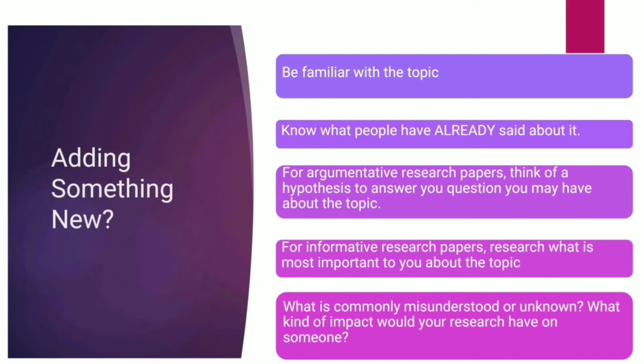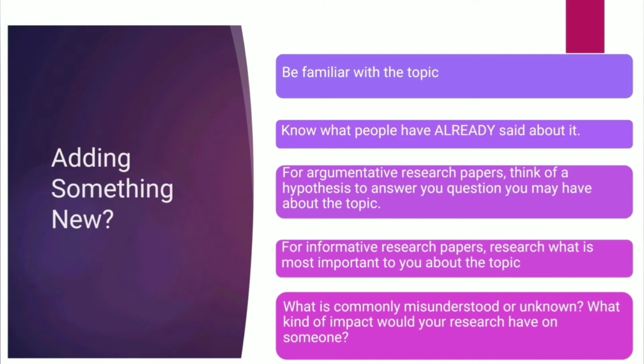So in order to get something new going, first you need to be familiar with your topic. You need to know what people have already said about it so you don't find yourself kind of repeating what they're doing. Now, for an argumentative research paper, you want to think about questions you might have about something and then see if you can answer your own question. That way you can have your theory set about to prove it and then hopefully discover that you're correct. But if you're incorrect, that still counts. You're still doing research and you can show your findings to your professor.